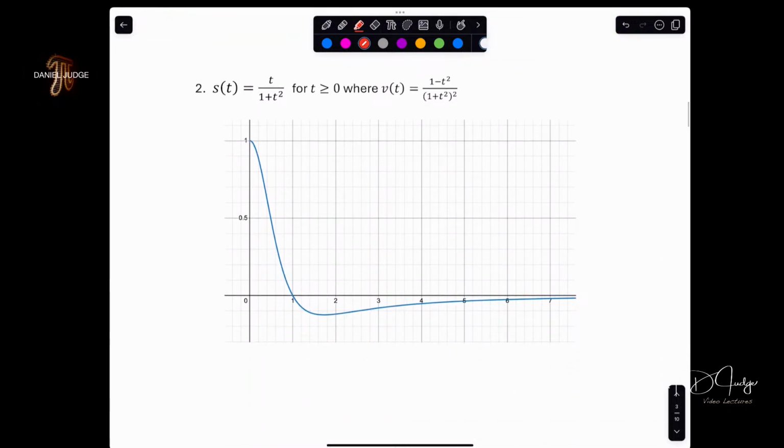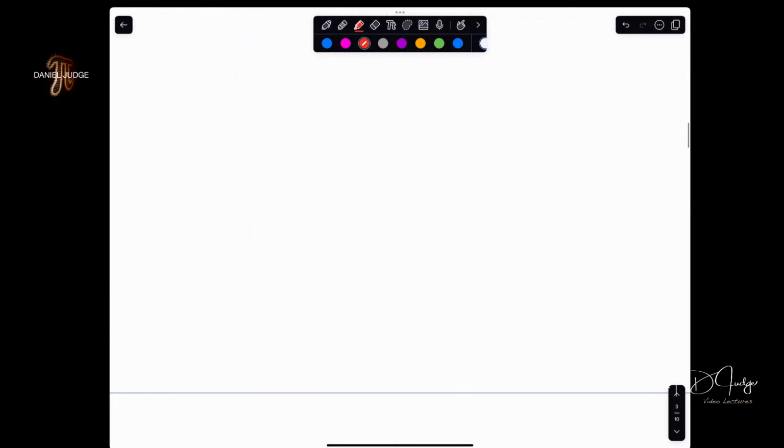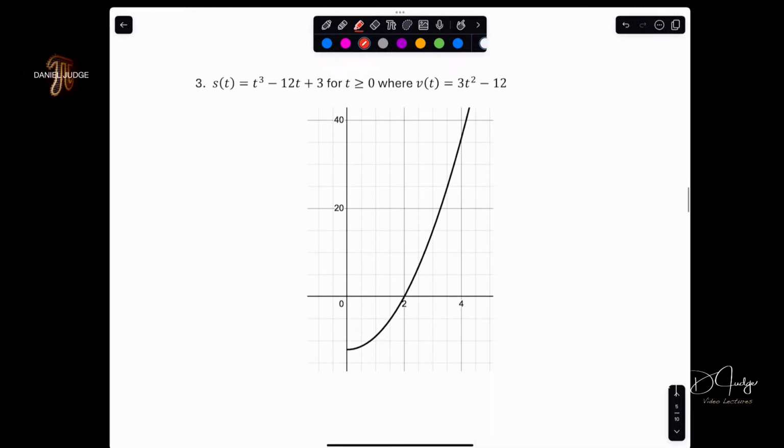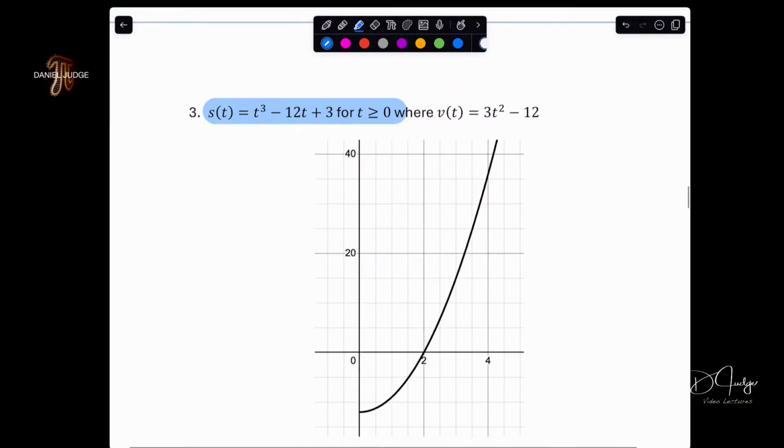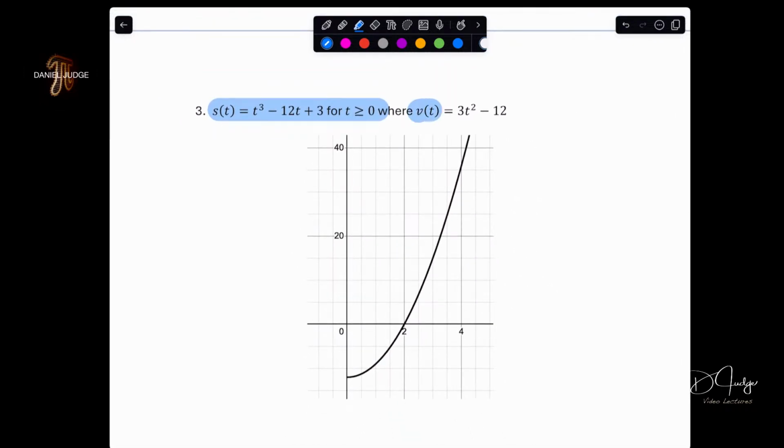We did question 2 in class, and in fact, I'm only going to do the odds today. So question 2 is done in class, and I'm going to do the odds for us: 1, 3, 5, and I'll send this to you all. So, yet again, we're going to repeat the process. They give us a position function for t greater than or equal to 0, and they gave us the velocity function because we determined that in a prior video.